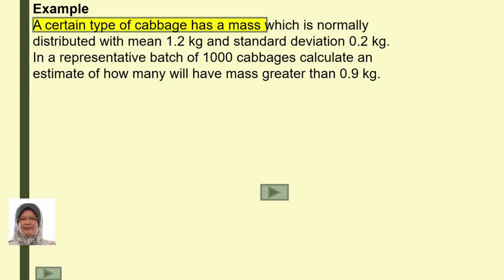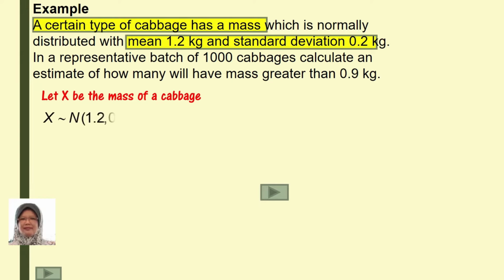A certain type of cabbage has a mass. We let X be the mass of a cabbage with mean 1.2 kg and standard deviation 0.2. So we can write X has a normal distribution with mean 1.2 and standard deviation 0.2. How many will have mass greater than 0.9 kg? So we can write P(X > 0.9).